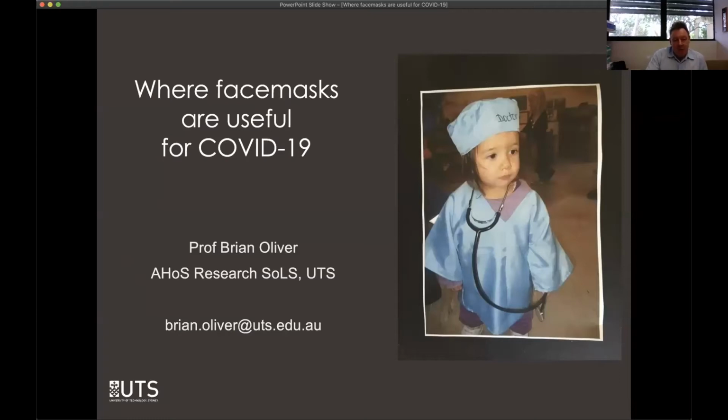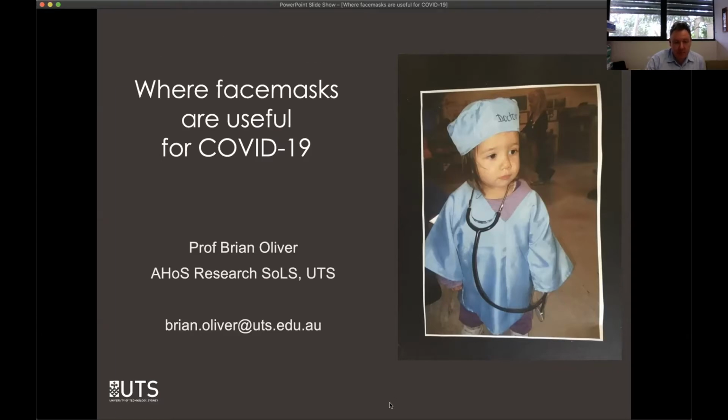I often start this talk about viruses with this image of my youngest daughter, when she was at preschool dressed up like a doctor. The reason she's usually there is to illustrate the point that children are usually the biggest source of virus transmission. But in COVID-19, that's probably not the case. But I like the picture, so it's there anyway.